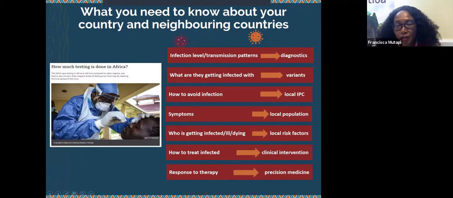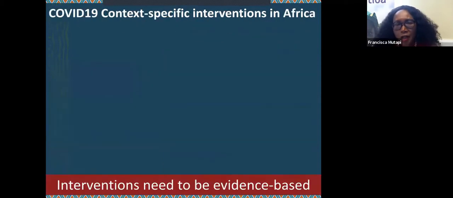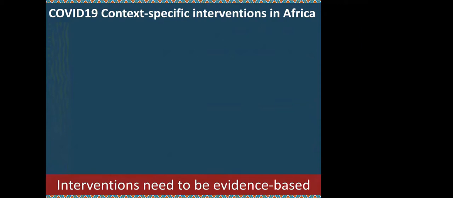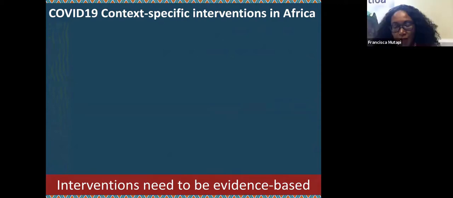So all this information is critical in epidemiology, and these themes will keep coming back. I will refer to them as we go through this presentation, just to highlight how important they are. So let's look at the COVID-19 context-specific interventions in Africa. Interventions need to be evidence-based. So what have we seen in Africa, and what can we learn from one African country to the next?